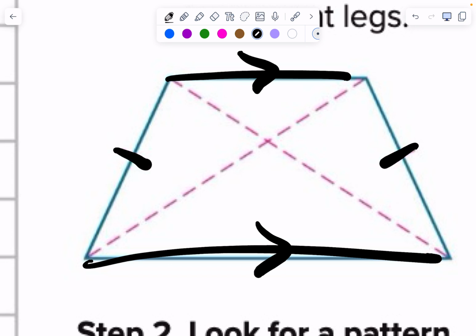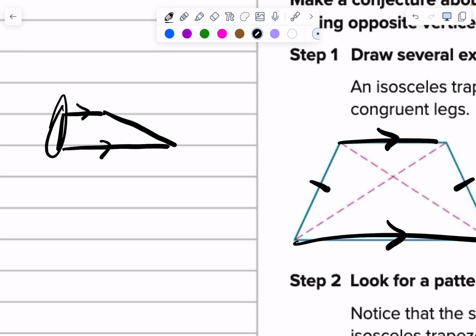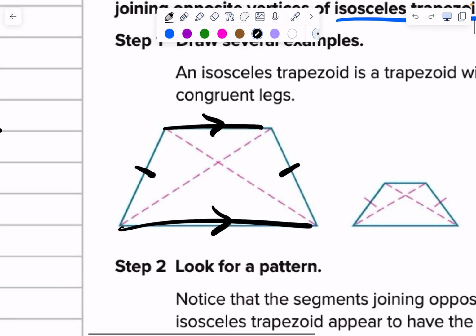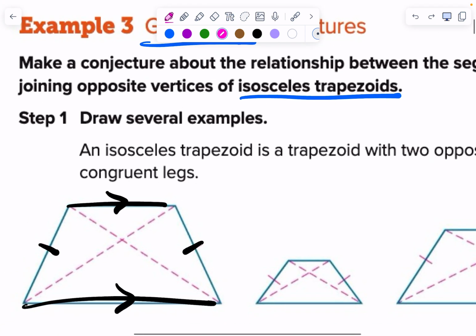Can we draw a trapezoid where the two sides are not the same? Let's say I have this. Is that a trapezoid? The top and the bottom are parallel, so yes, but this side is obviously not the same as that. That's a trapezoid, but not an isosceles trapezoid. This is an isosceles trapezoid. We're talking specifically about isosceles trapezoids, joining the opposite vertices.